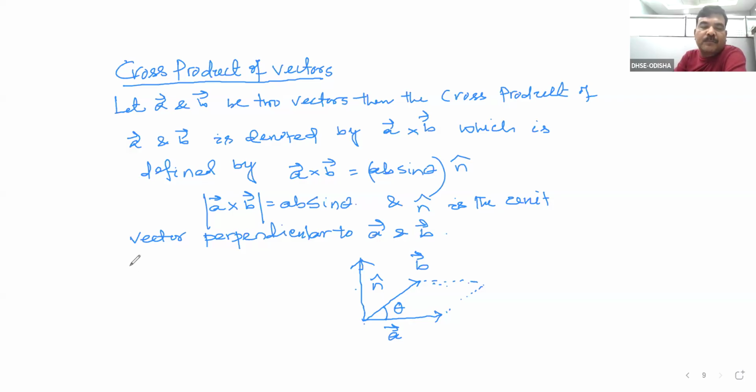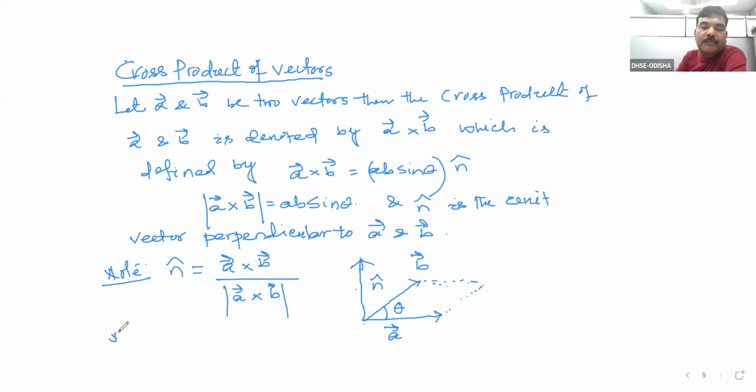So we can write n cap is equal to A cross B upon magnitude of A cross B.